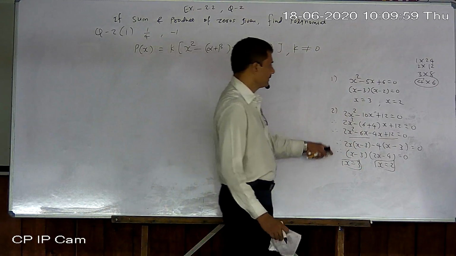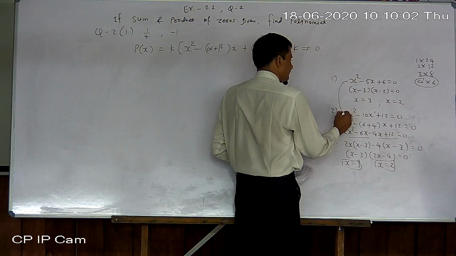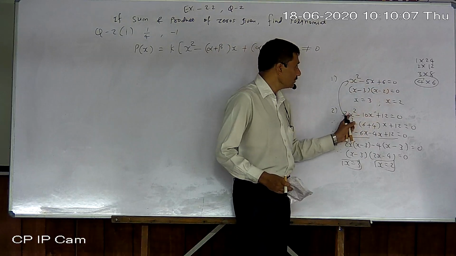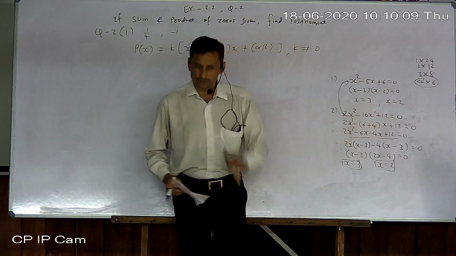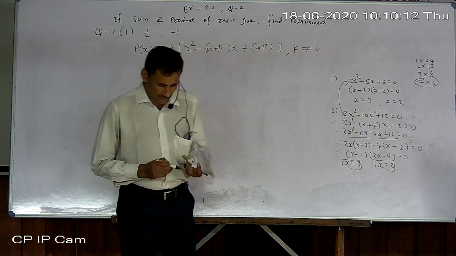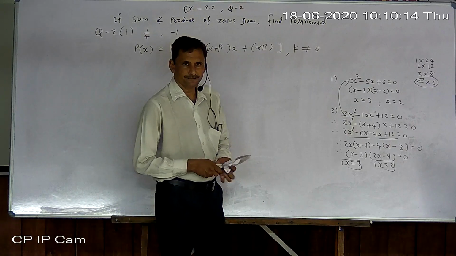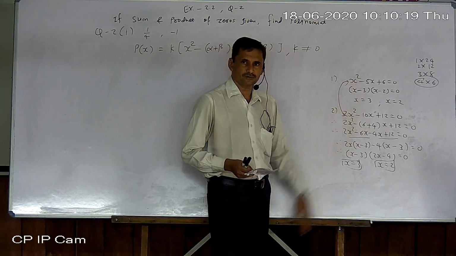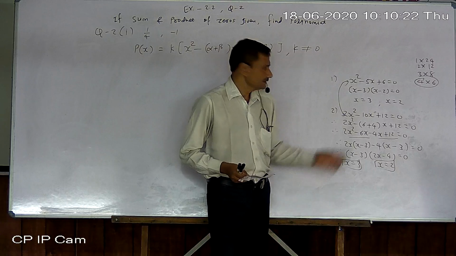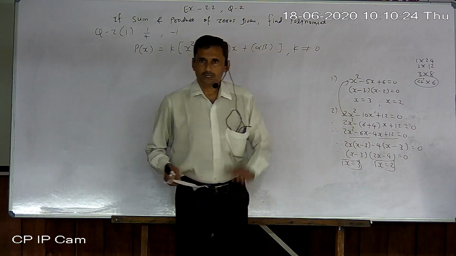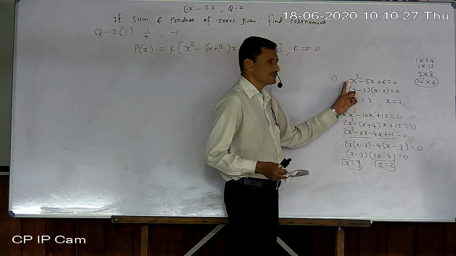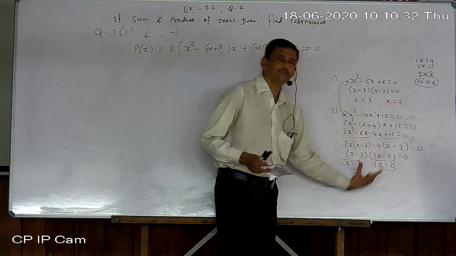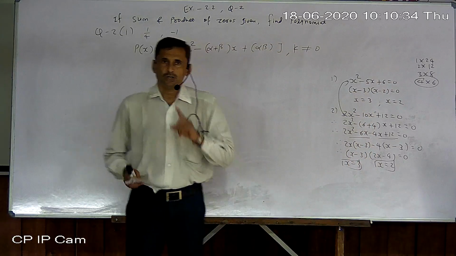Now compare both. The answer is the same only. Now compare both polynomials. x square minus 5x plus 6 equal to 0, and 2x square minus 10x plus 12 equal to 0. Can you notice anything? The second equation is a multiple of the first one. The second equation is twice the first one. All terms are twice. So what happens? The answer will be the same only. Suppose you are given 3x square minus 15x plus 18, then also the answer will be 3 and 2 only. So I hope you understand.